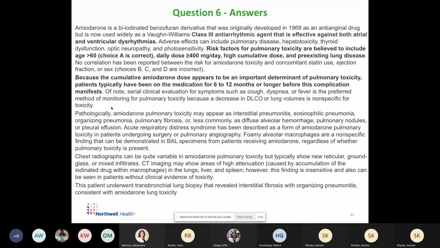Really what they've told you is this could be anything pathologically. And so again, in your patients that are on amio that are having new or worsening dyspnea without another cause, and this may be one where you have to go in and rule out other causes, it's worth considering amiodarone.